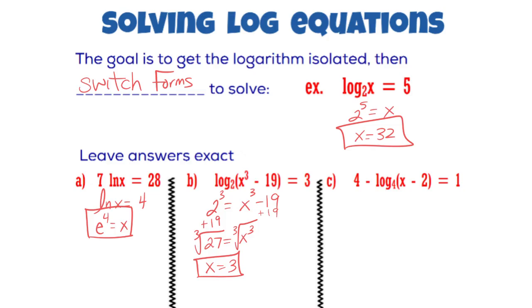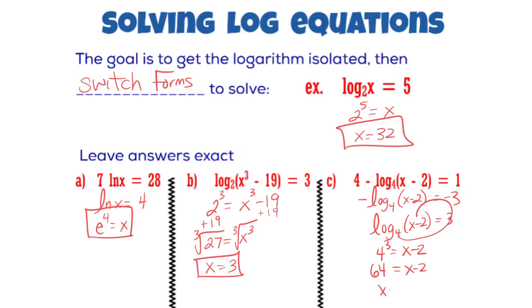Okay, last one here. This is the logarithm. So I have some stuff over here I could be rid of. I want to move this 4 over to this side. So I'm going to subtract the 4, but I also see that there's like a negative in front of that. So when I subtract the 4, this is really what it's going to look like. So I want to get rid of that negative. So I'm dividing both sides by a -1. And then I'm ready to switch forms. All right, 4 to the 3rd is equal to x minus 2. 4 to the 3rd power, no calculator. What is it? 4 to the 3rd, 64. Now add the 2.